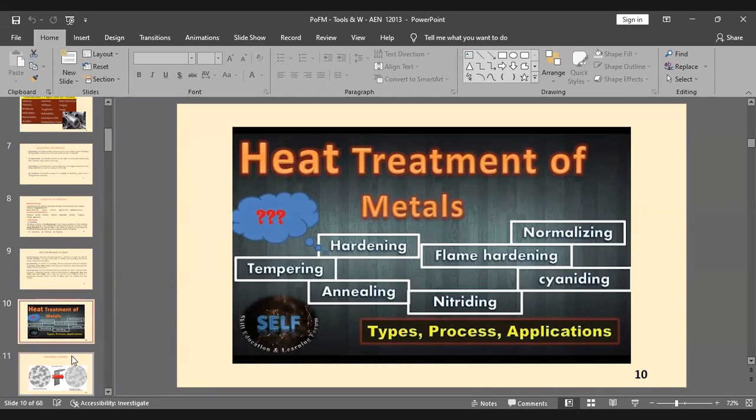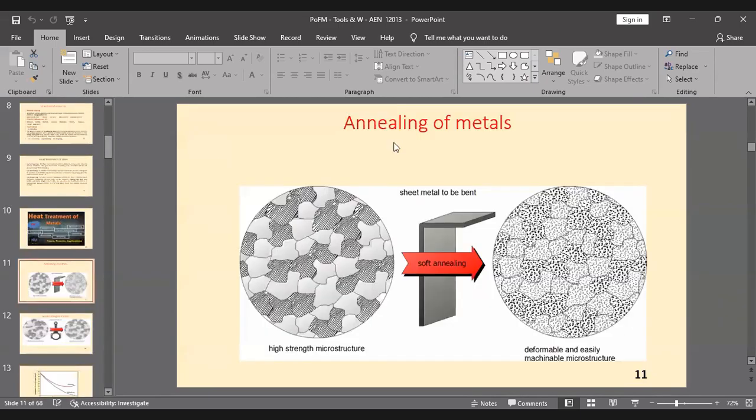Then number 11, annealing of metal. What is annealing? Annealing means softening of metal. Why do you need softening? It is easy for handling for any job. Easy for handling, that is the fundamental thing. Softening of metal, annealing of metal.